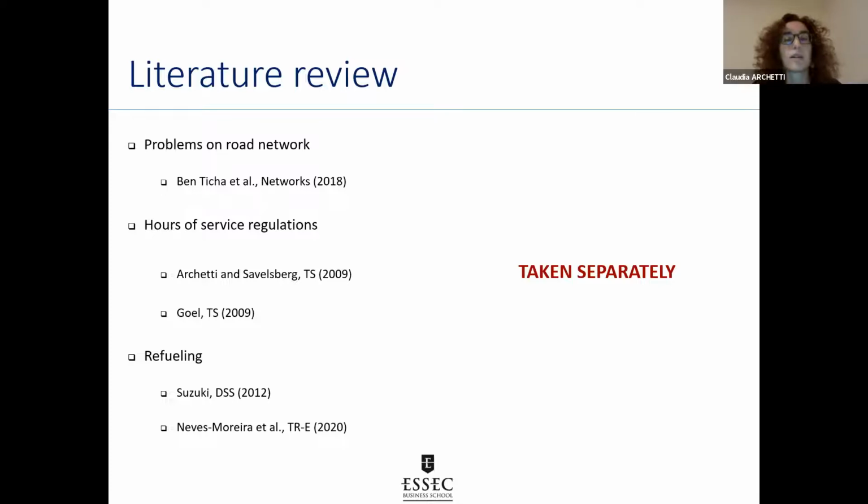Okay, so now, before presenting the solution algorithm, let me talk briefly about literature review. So what we found in the literature that is related to our problem. So we focus mainly on three, let's say, classes of contributions. The first one was contributions studying transportation or routing problems on road networks.